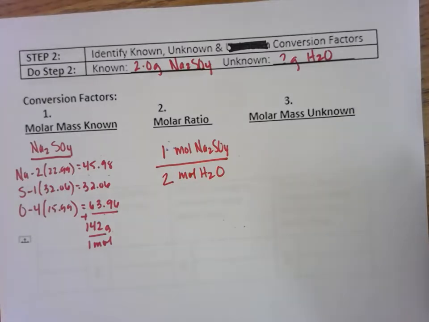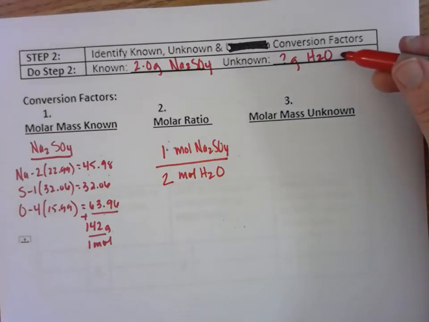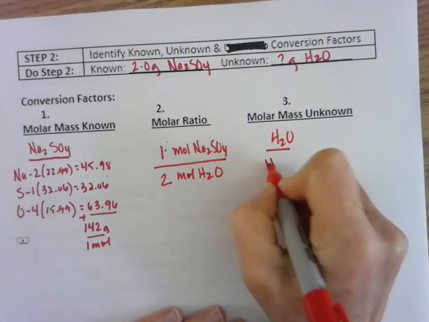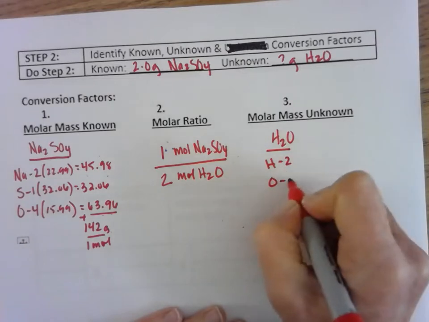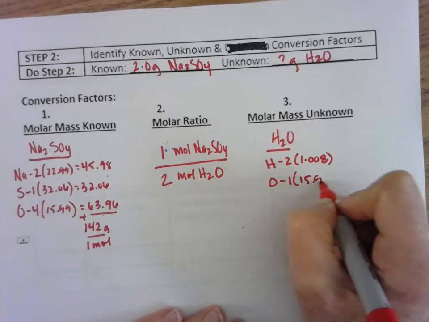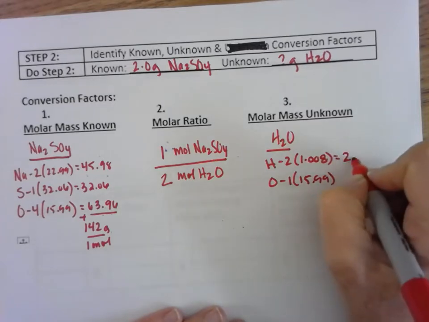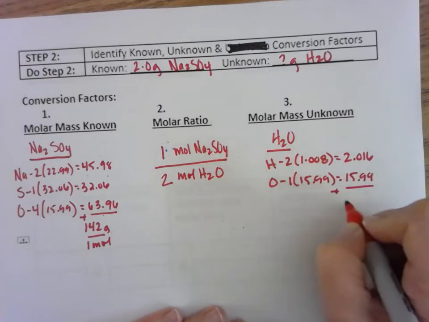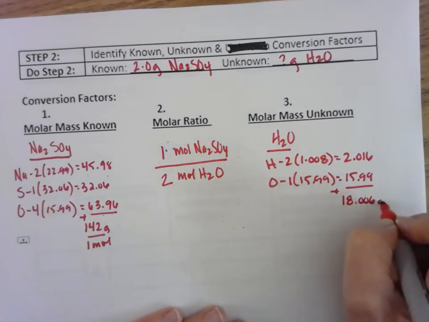Molar mass of the unknown. The unknown is water. So I have hydrogens and oxygens. I have 2 and I have 1. The atomic mass is 2.016 and 15.999. Add it together and I get 18.006 grams per 1 mole.